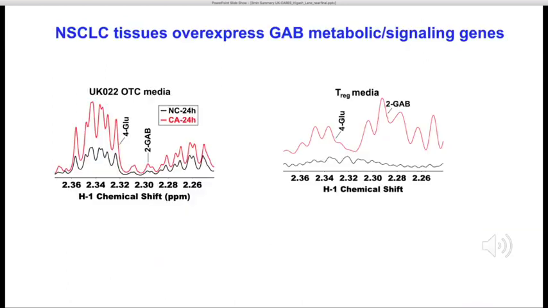This slide shows how cancer tissues overexpress GABA in various ways. On the left is a UK022 real patient organotypic culture media, and on the right is a regulatory T cell media. And in both cases, they were given carbon-13 labeled glutamine, and you see the new synthesis of GABA and glutamate from glutamine in both cases, and this is measured using NMR.